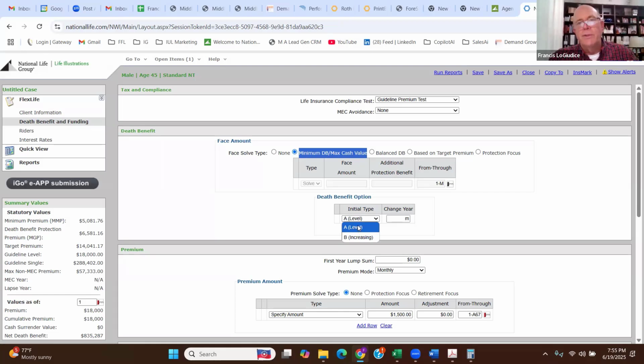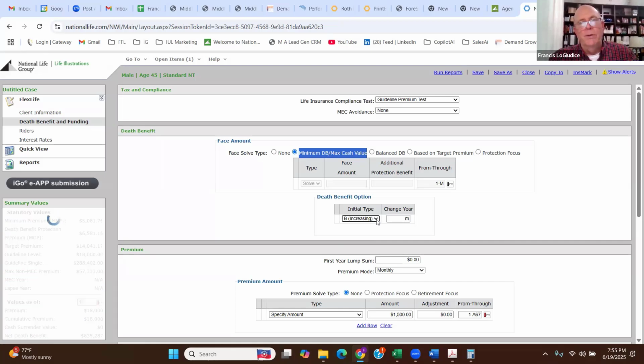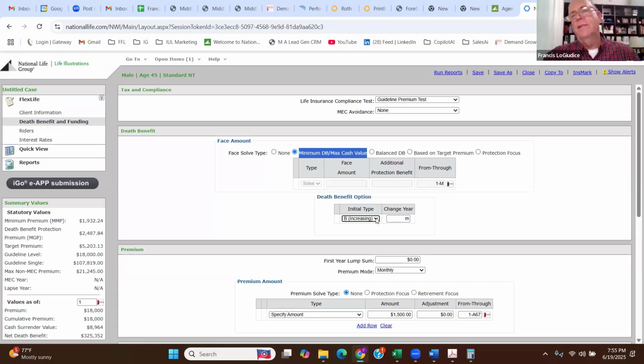30s, it depends on how much life insurance they have. 20s, I'm going to increase, and below, they're going to be increasing. Okay, because nobody normally in their 20s needs $800,000 of life insurance or whatever, and so they're wanting something to put money aside. So I'm going to definitely do increasing, and in my change year.